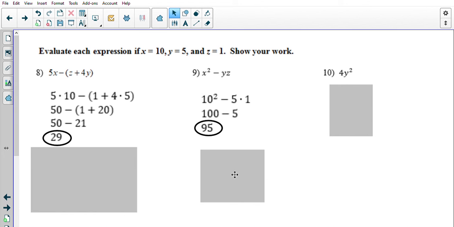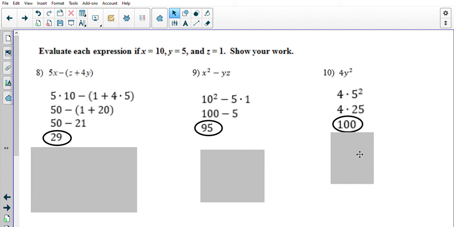Finally, number 10, we have 4y squared. That's going to be 4 times 5 squared. 5 to the second power is 25. And of course, 4 times 25 is going to get us 100.